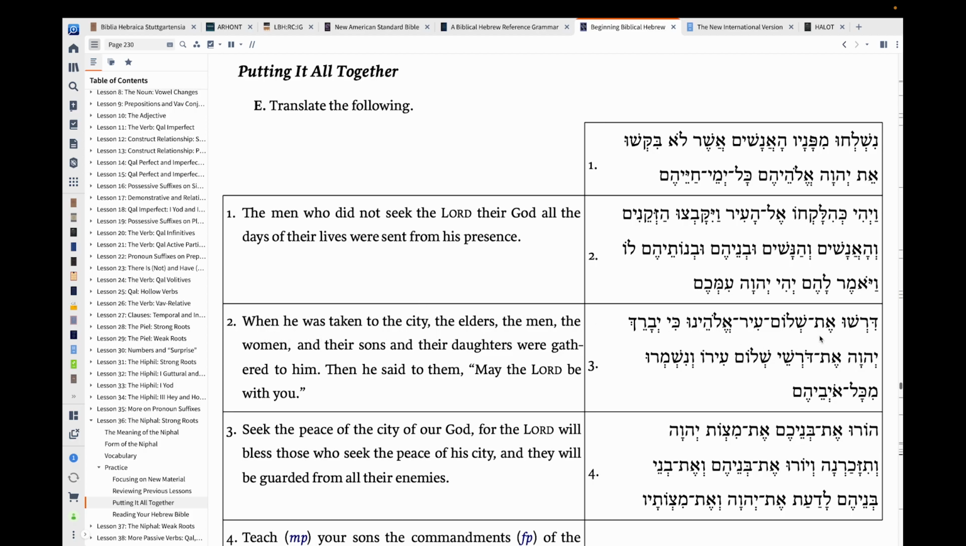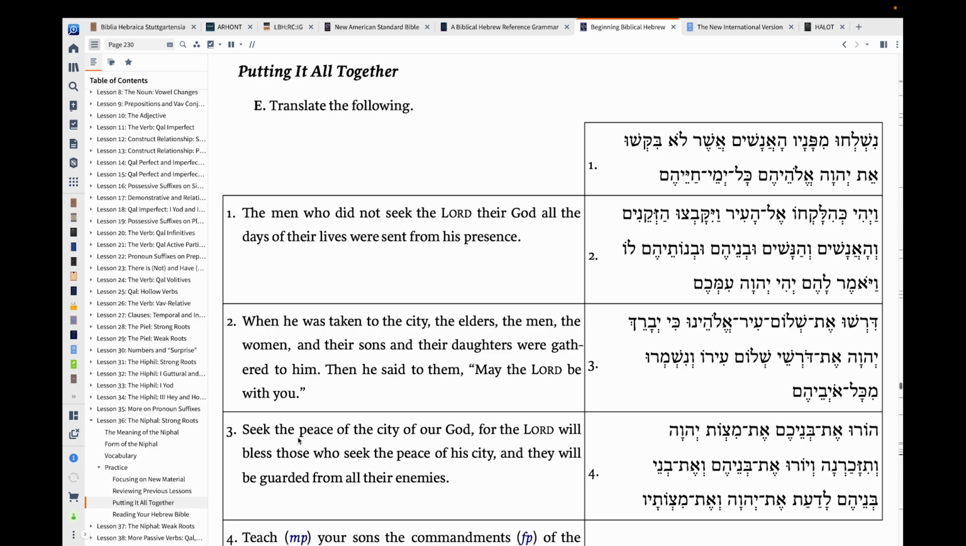When he was taken to the city, so he does not translate the vayehi part here. When he was taken to the city, they were gathered. Who were gathered? This is the subject. So he starts with the elders, the men, the women, and their sons and their daughters were gathered to him. And he says, then he said to them, may the Lord be with you. So that's pretty much what we had here.